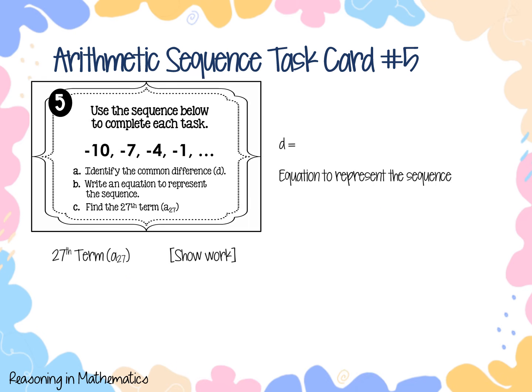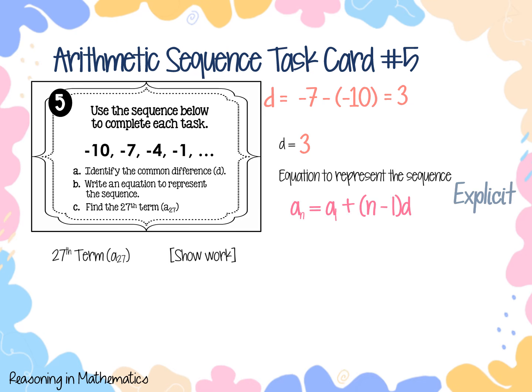Task card number 5, we have negative 10, negative 7, negative 4, negative 1. We are increasing. Let's see. Negative 7 minus negative 10 is 3. We are going up by 3 every time. That's our common difference. Explicit formula is what we need. We need to plug in our initial value, negative 10, and our common difference, 3.